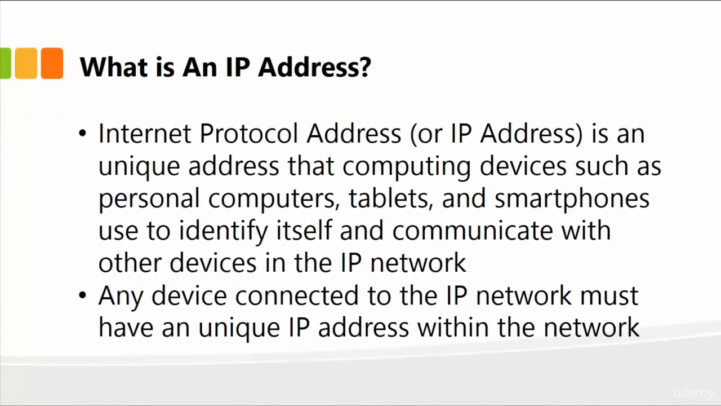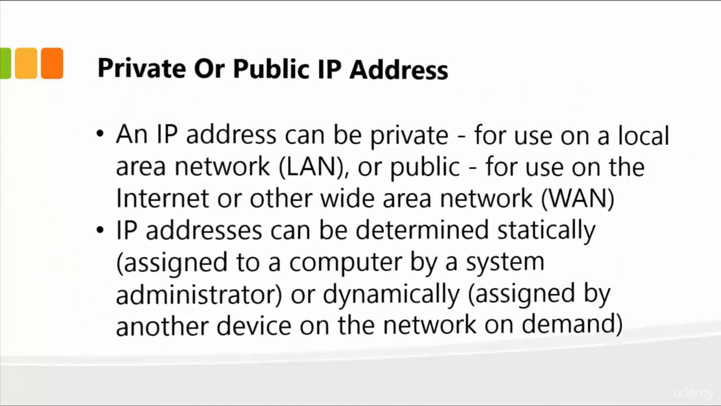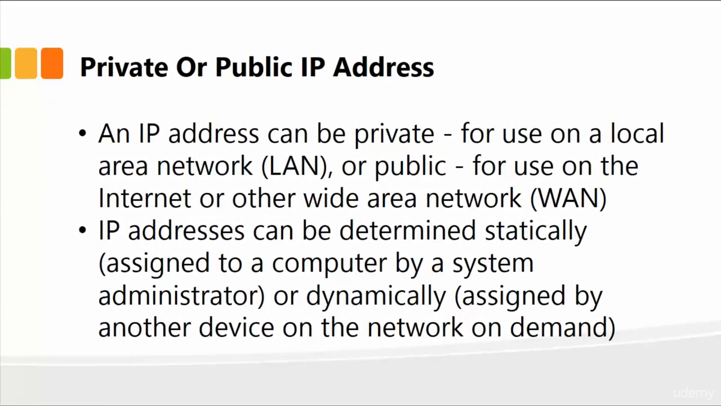So the Internet Protocol address is a unique address, as I mentioned earlier, that computing devices such as computers, tablets, smartphones, they use to identify themselves and communicate with other devices within the network. So any devices connected to the IP network must have a unique address. Otherwise, there will be a conflict of an IP address. Two different types of IP addresses. One is broadly the private or the public IP address. So the IP address can be private for use on a local area network, or public if you like to use it on the internet or other wide area network.